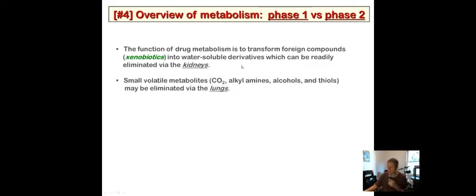Okay, so if you have small volatile metabolites, CO2, amines, alcohols, thiols, or even gaseous anesthetic type drugs, they can actually be eliminated through the lungs. Often, though, things get excreted through the kidneys or maybe through the colon in feces. There are 2 phases of drug metabolism, phase 1 and 2, and we have talked about these a little bit.